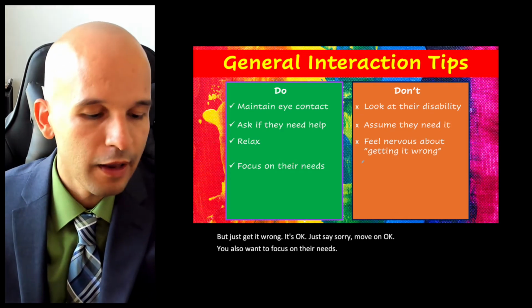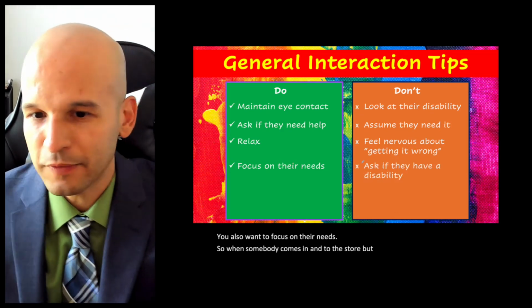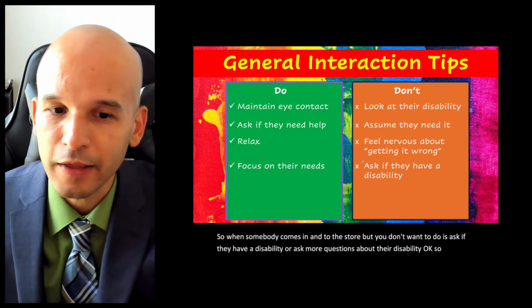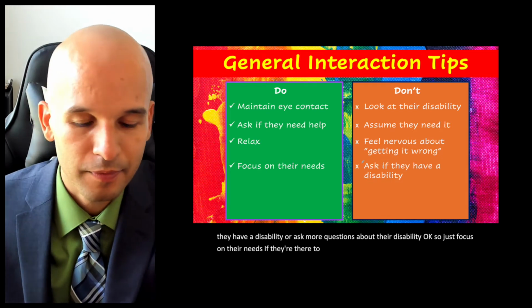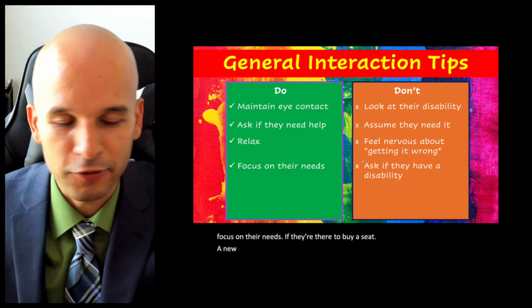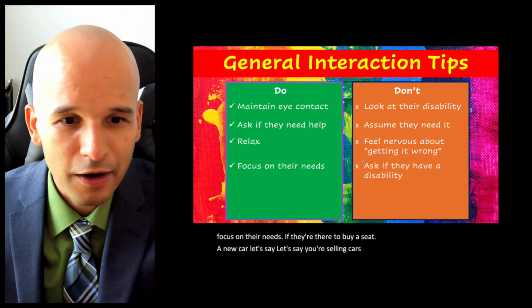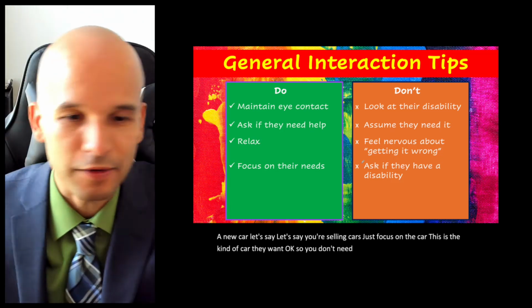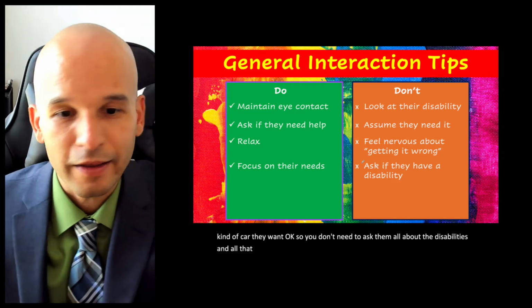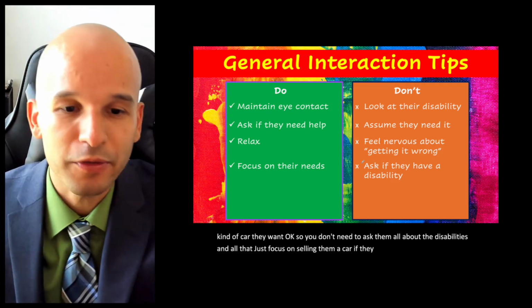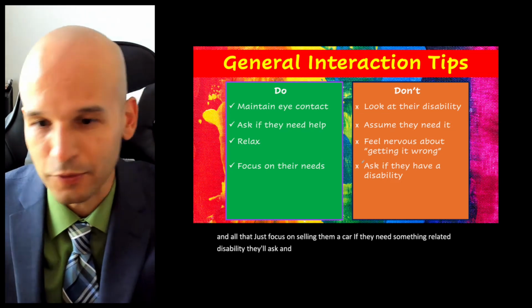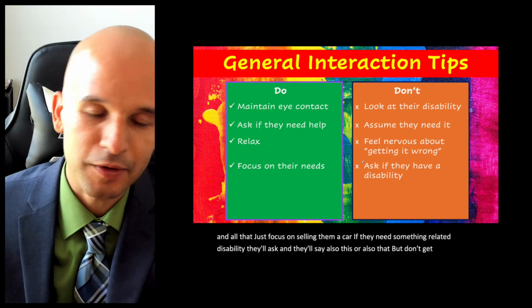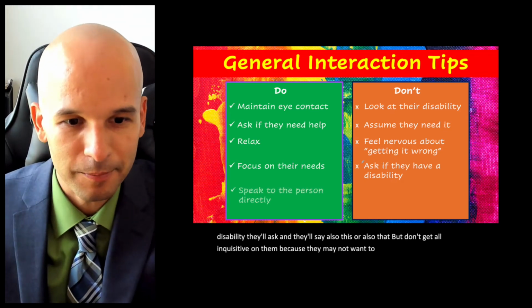When somebody comes in to the store, what you don't want to do is ask if they have a disability or ask more questions about their disability. Okay, so just focus on their needs. If they're there to buy a new car, let's say you're selling cars, well, just focus on the car. Like, this is the kind of car they want. You don't need to ask them all about the disabilities and all that. Just focus on selling them a car. If they need something related to disability, they'll ask and they'll say, also this or also that, but don't get all inquisitive on them because they may not want to be known for just their disability.